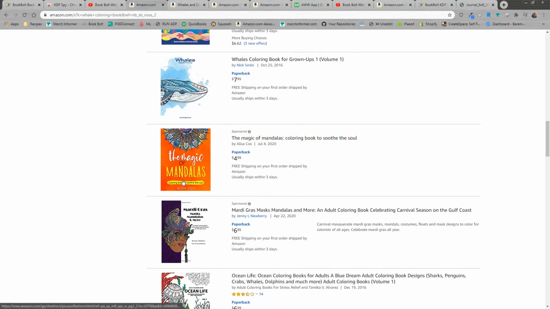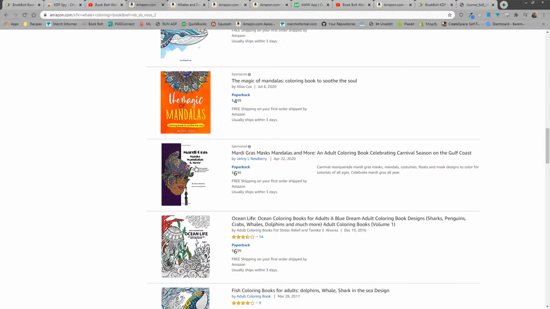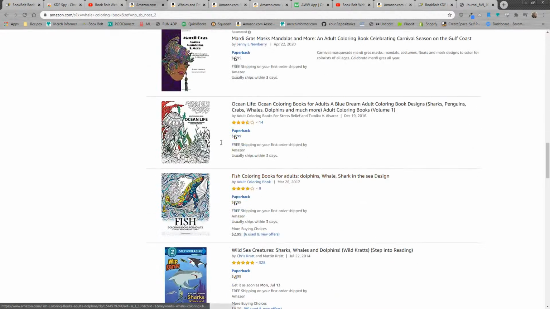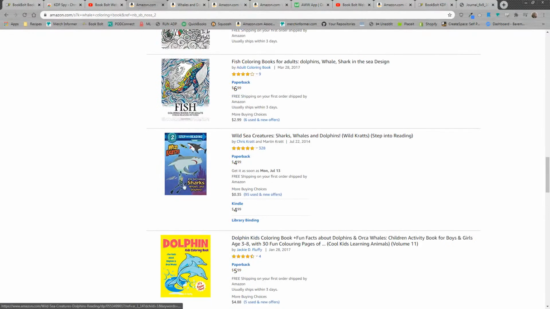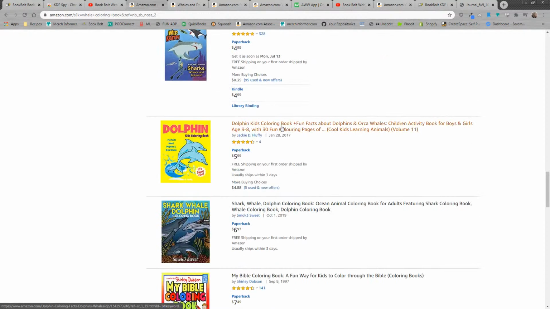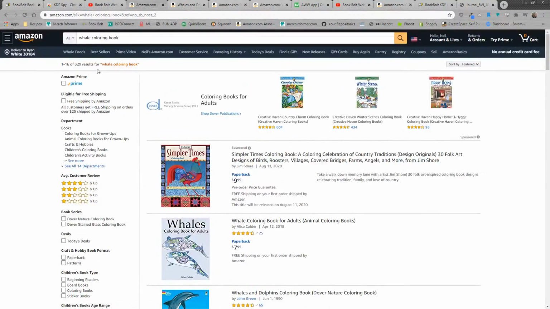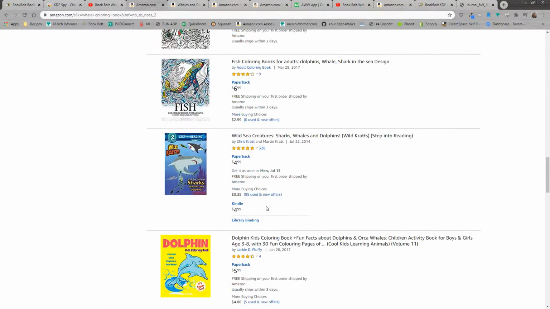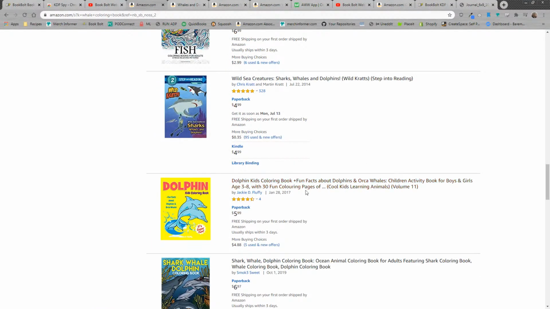This is a sponsored listing. Mandalas have nothing to do with whales. This is another one. Mardi Gras has nothing to do with whales. Ocean life, okay. Fish, it's got a big whale in the front. I can barely read this. Terrible cover, but sells really well. Wild creatures, dolphins. In your experience, have you ever seen a whale that looks like a dolphin? No, they're completely different animals. So when you're looking at this number, make sure to actually look at the results, because a lot of the times Amazon will miscategorize something, or someone will put a keyword in the title, which will throw things off a little bit.